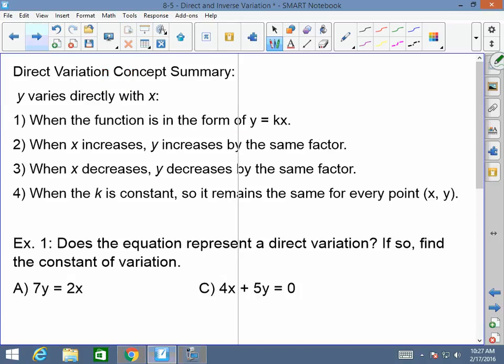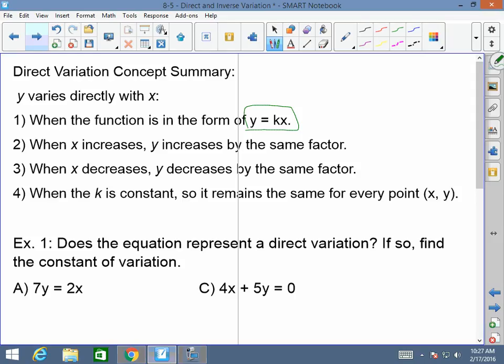Direct variation concept summary. Y varies directly with x. That means that when the function is in the form of y equals kx, I have a direct variation. What's happening here is when x increases, y will increase by the same factor. When x decreases, y will decrease by the same factor.